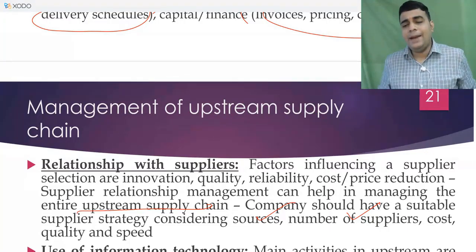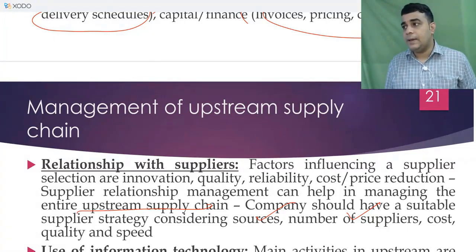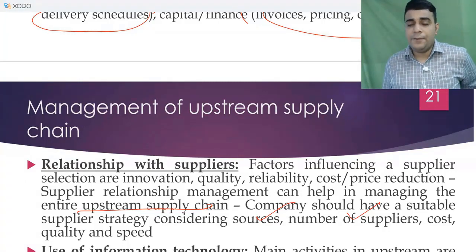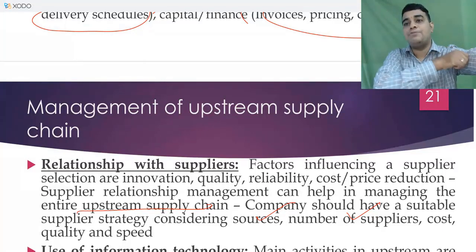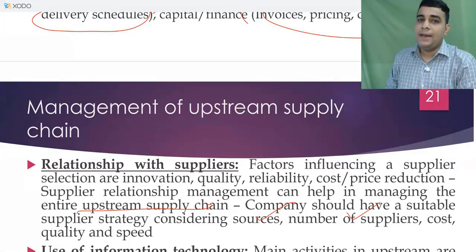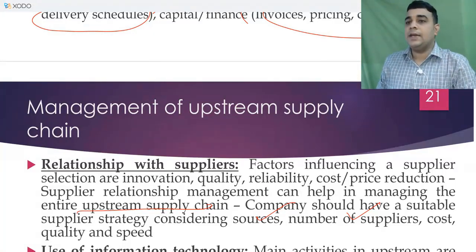Now, for managing this upstream supply chain, information technology is practically one of the important components of upstream supply chain management. For managing this, organizations are increasingly moving towards three things.